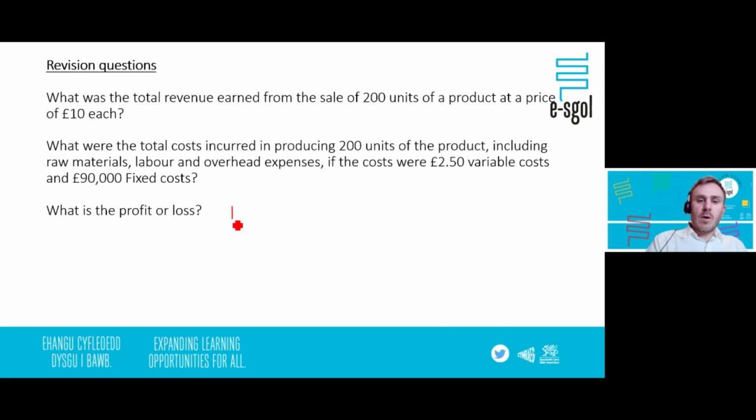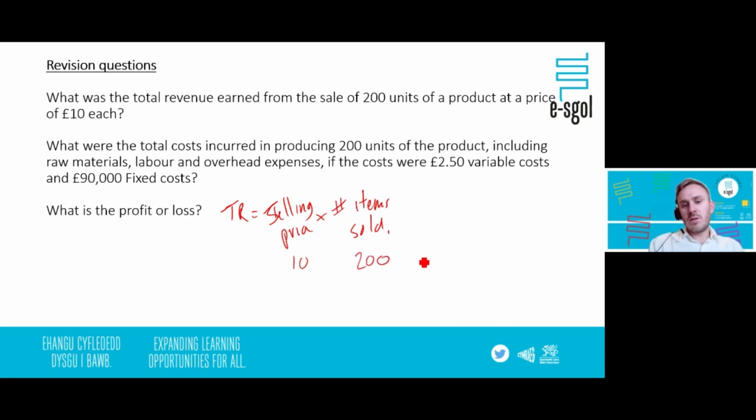So again, we're working out our total revenue. So now I'm just going to abbreviate some of the terminology. Okay, so total revenue equals selling price times by number of items sold. So now our selling price is £10 per item, and we've sold 200 items. So therefore, we've got our total revenue, which is nice and easy. Don't forget to put your pound signs in.